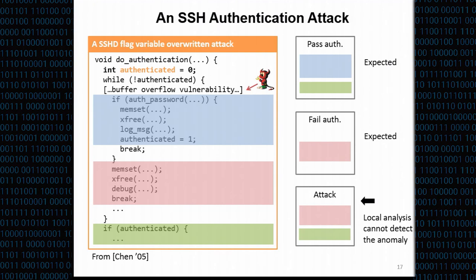The first normal run is that if you have a correct password, then the blue block will run, and the authenticated variable will be set to 1, and then the program will go out of the while loop, and then the green block will run. Another case of normal behavior is that you have a wrong password, then only the red block will run.